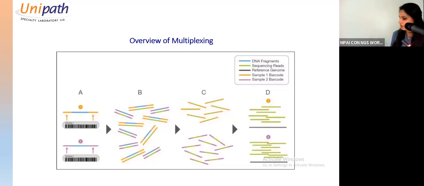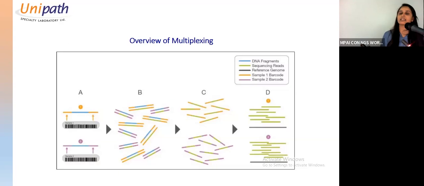They have different barcodes attached to them, right? This is one type of barcode, this is another type of barcode. So it's all mixed up when you get it. So once you get that total complete run data, you have to demultiplex it to find out your single samples, separate all your samples. This process is known as demultiplexing in bioinformatics.